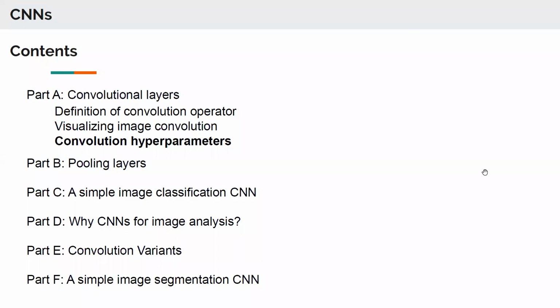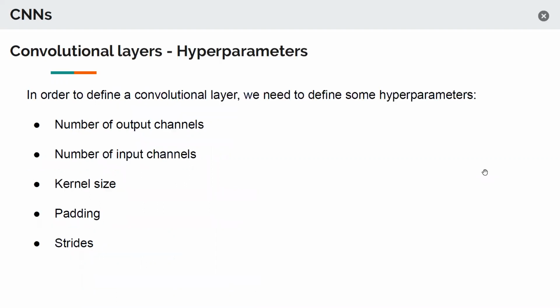Okay, so in the last lecture, we stopped at this point, and then we said, okay, now we will look at a few hyperparameters that are required to be defined so as to completely implement a convolution operator. So these hyperparameters are these, right? So we have a number of input and output channels. We have kernel size, padding, and strides. So let's look at them one by one.